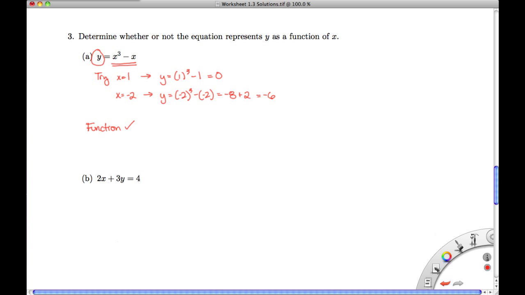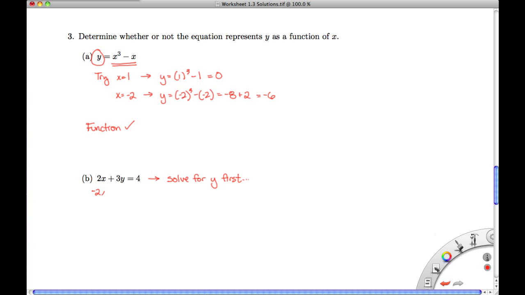Okay, so what about part B? What you might want to do with these, if it gets a little bit more complicated than we saw in part A, is a good first move with problems like this is to go ahead and first solve for y. If it hasn't been solved already, like it was in part A, it's probably a good idea to do it here. So let's go ahead and do that.